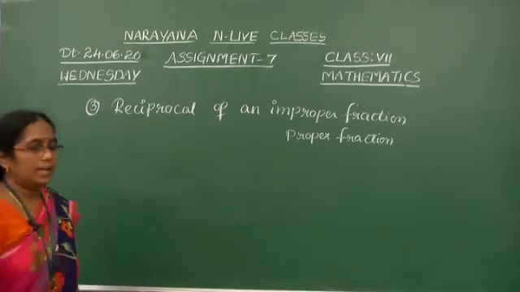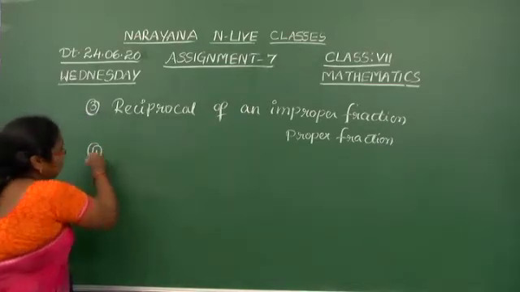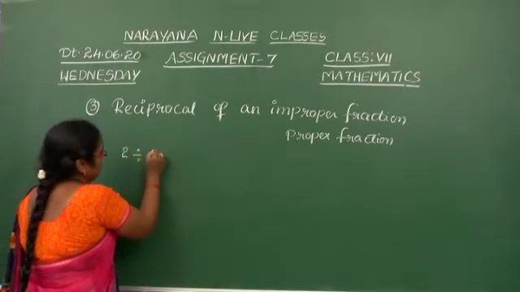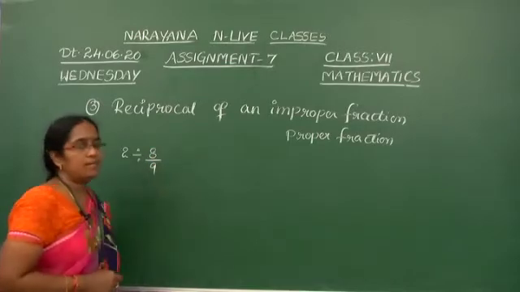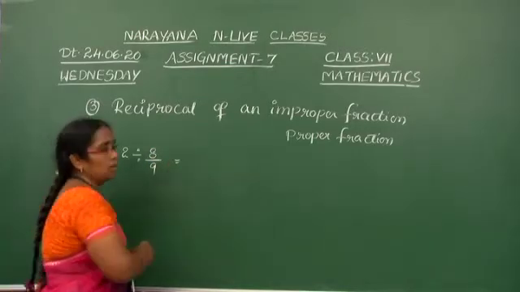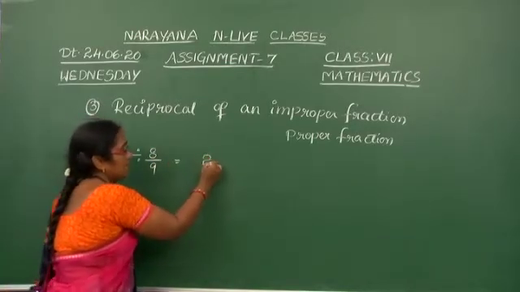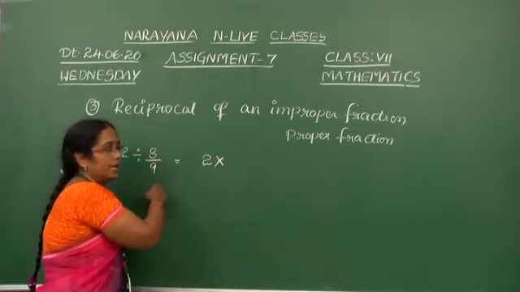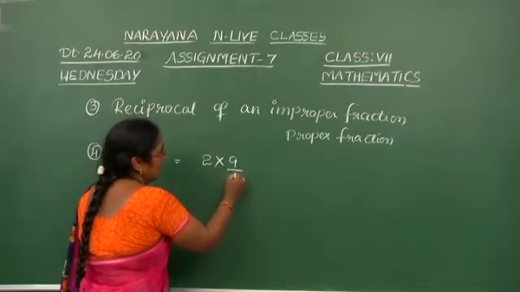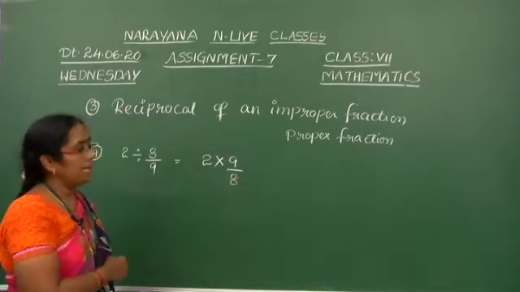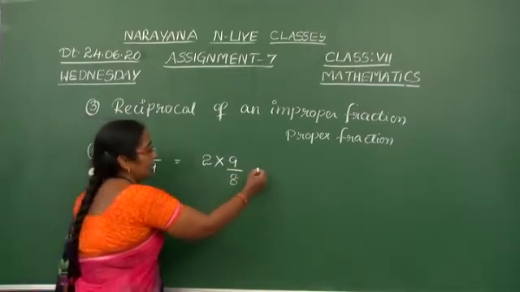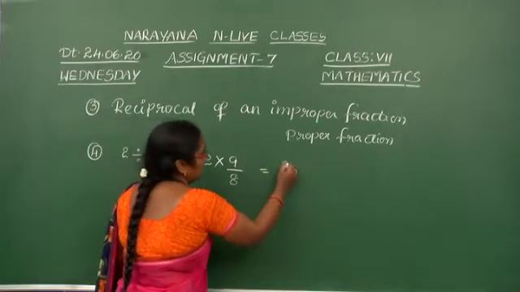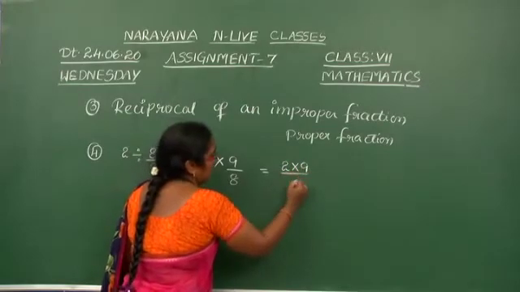Coming to the fourth blank. 2 divided by 8 by 9. What is the value of this? So already I told you division is nothing but multiplying with the reciprocal. So 2 into the reciprocal of 8 by 9, that is 9 by 8. Reciprocal of 8 by 9 is 9 by 8. Now let us simplify here. Here we have to multiply the numerator and the whole number. So 2 into 9 by 8.